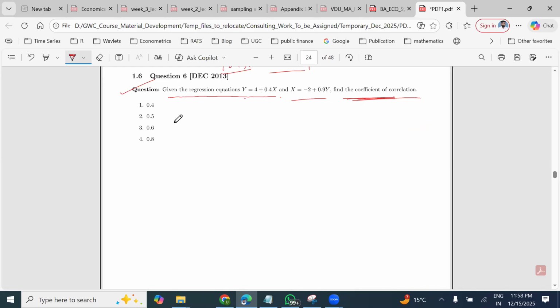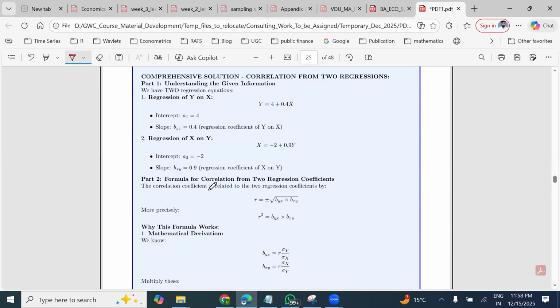Sangeeta, what is your answer? Tell me. My answer is 0.6, sir. Very good. Not a problem. Let us see. Quickly, let me see. So that you just verify whether you have done it in this way or not.